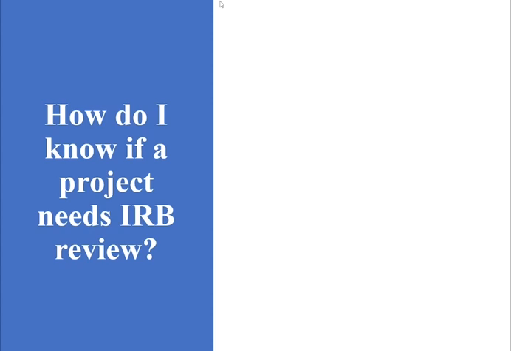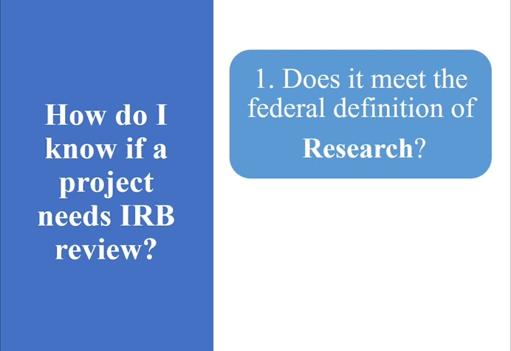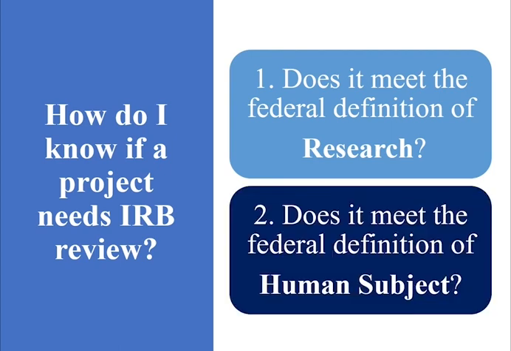So how does one know if a project needs IRB review? First, does it meet the federal definition of research? And second, does it meet the federal definition of human subjects? Both of these have to be true in order for it to fall under IRB review. In some cases, the answers are really obvious, and it is clear that something is or is not human subjects research. Whether or not it is research can be a point of confusion because it is a federal definition.